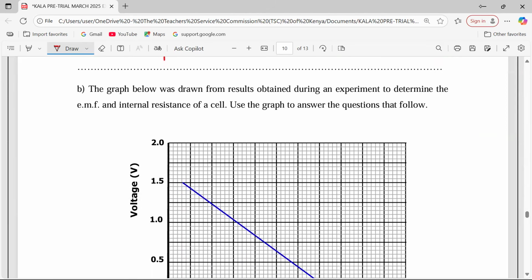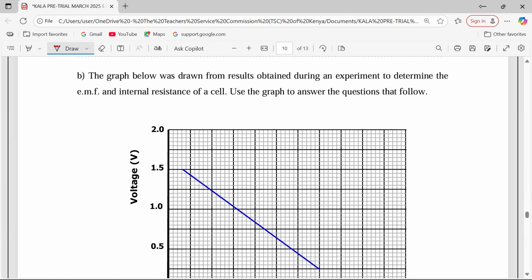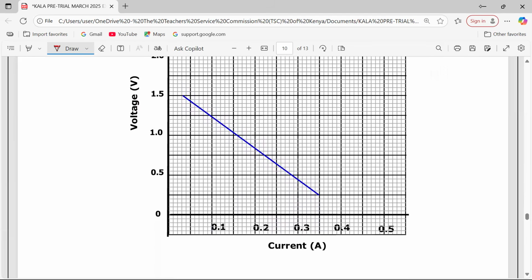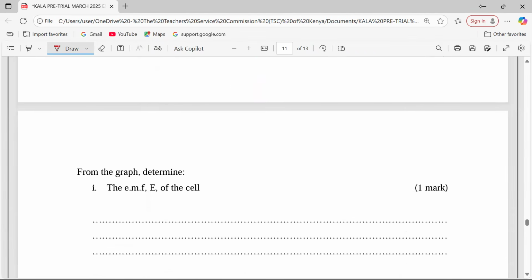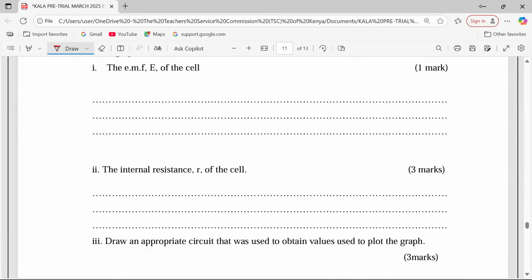The graph below was drawn from results obtained during an experiment to determine the EMF and internal resistance of a cell. Use the graph to answer the questions that follow. The first question is determine the EMF. The second one, internal resistance.